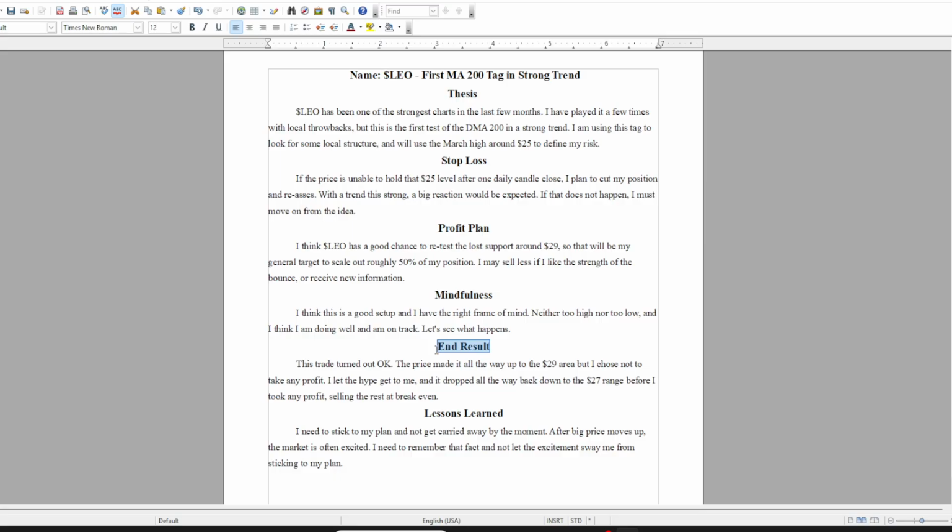Okay, and then what happened? This is important. The facts of what happened. Not all the lessons learned, but just the details. Trade worked out and made it to the area I thought, but I didn't take profit. I got excited. I let the hype get to me, unfortunately, right? And I didn't stick to my plan, which was to take 50% profit. It dropped right back to the $27 range before I took any profit and sold the rest at break even. So this turned into a minor winner.